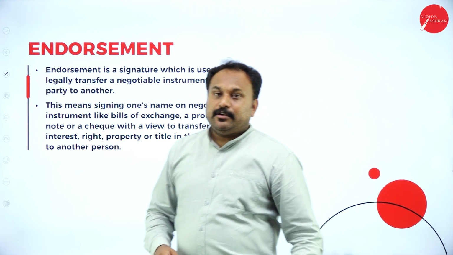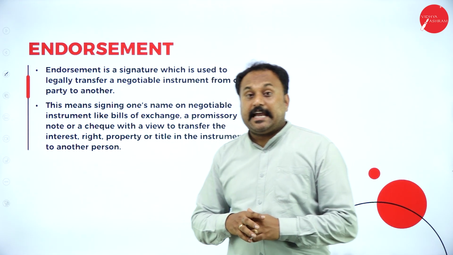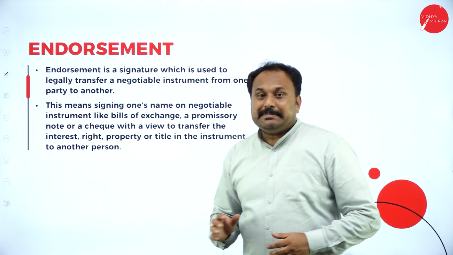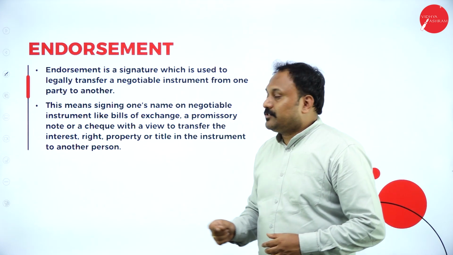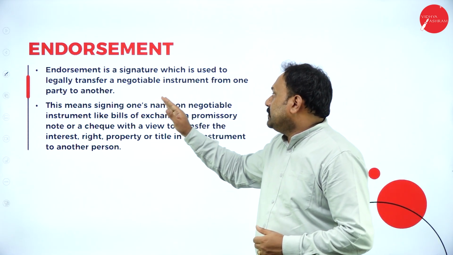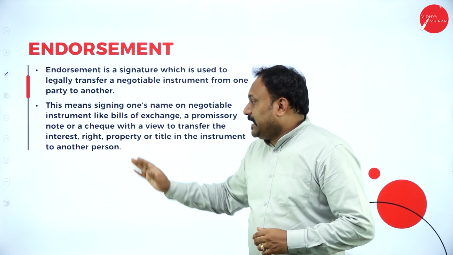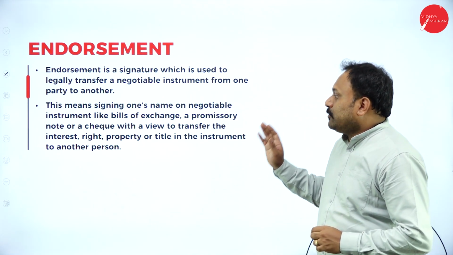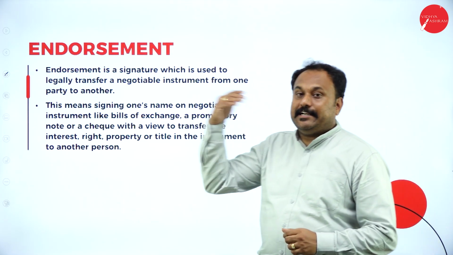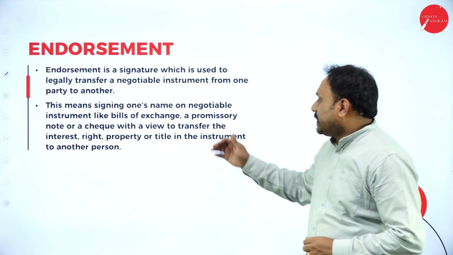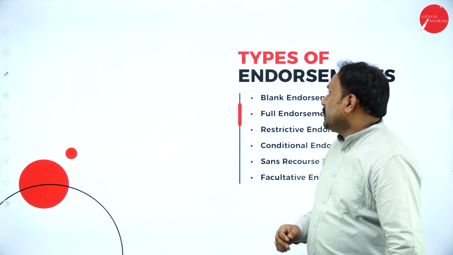Endorsement. See, I was telling you in the other sessions, endorsement is very, very important because it can come for a 2 marks and a 10 marks question. Endorsement is a signature, right? You need to endorse it, they say. You need to sign it. Signature which is used to legally transfer a negotiable instrument from one party to another party. You need to give consent. This means signing one's name on a negotiable instrument like a bill of exchange, promissory note or a check with a view to transfer the interest, right, property or title of the instrument to another person. That is called endorsement.